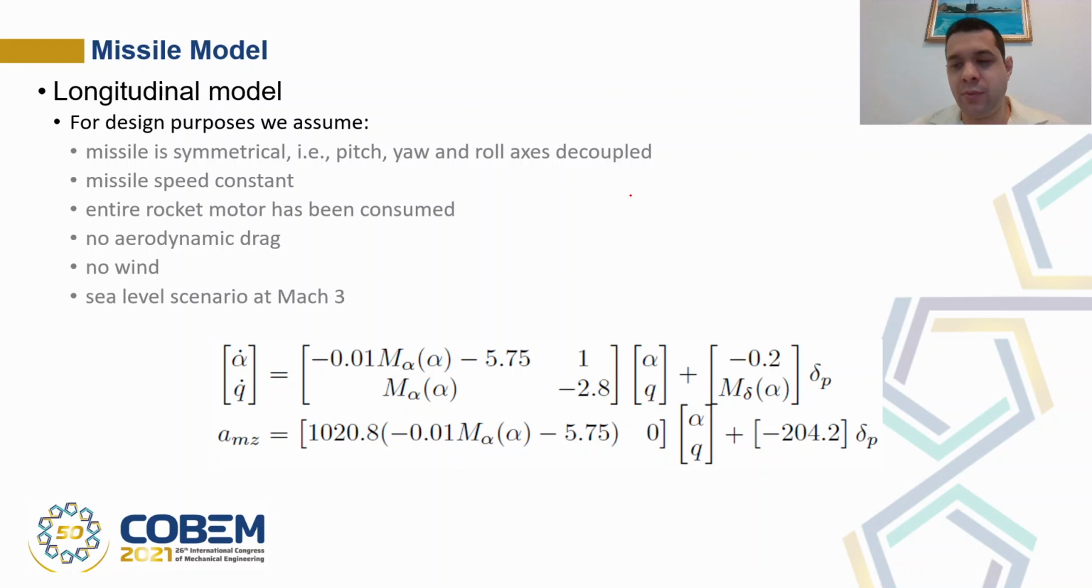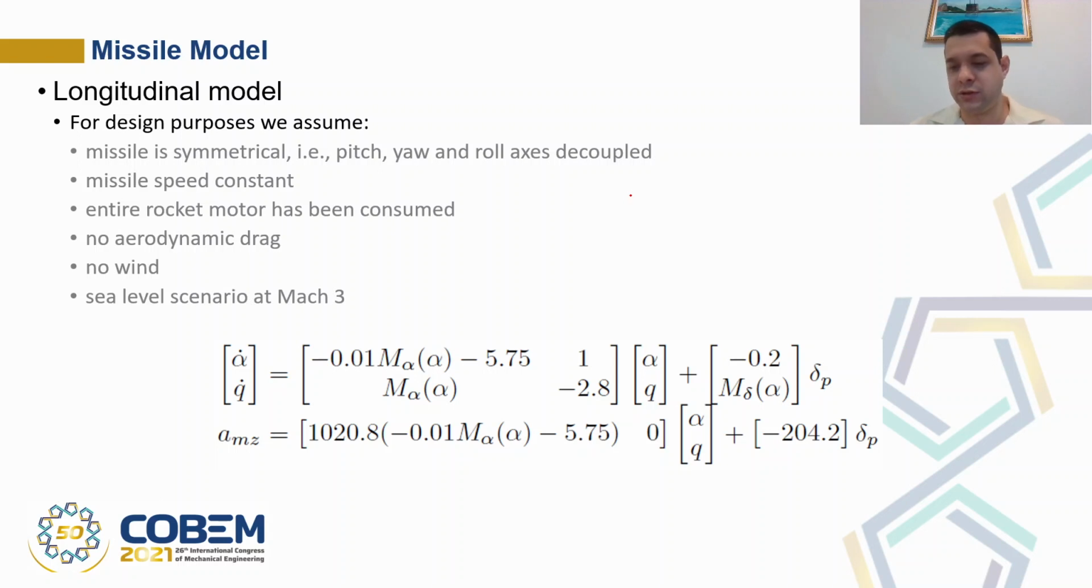In order to obtain a polytopic LPV description of the missile, we developed a longitudinal model as a function of angle of attack alpha. The lateral model is similar. For design purposes, we establish a sea level scenario at Mach 3 and missile speed constant.